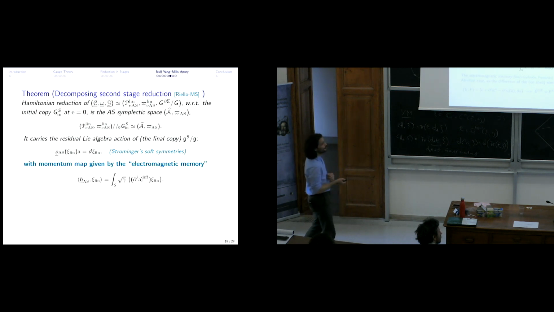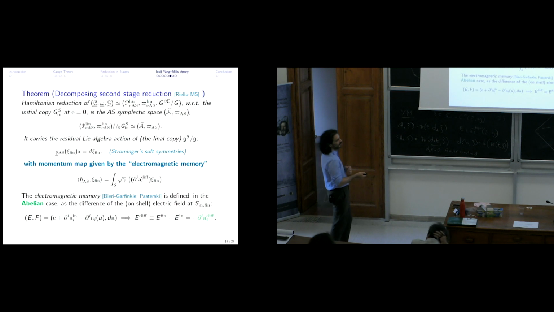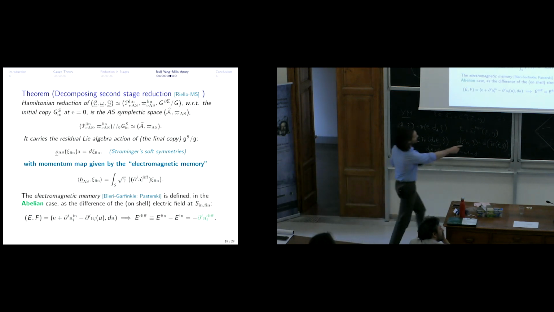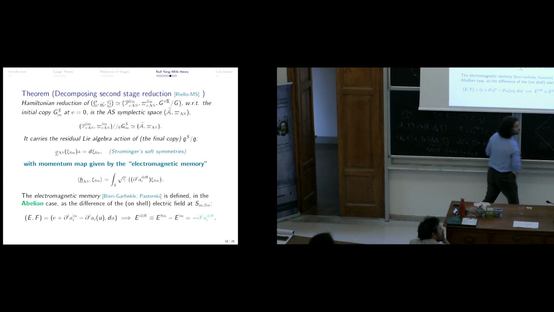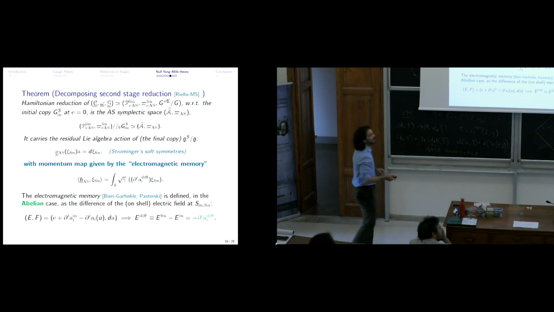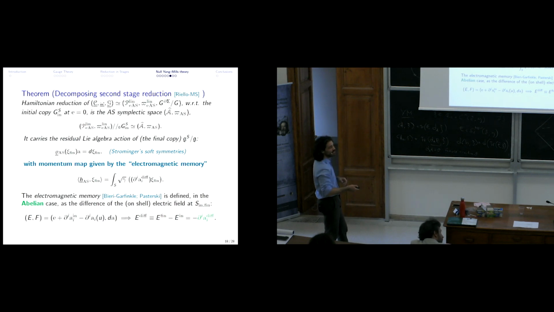And the momentum map of this Hamiltonian action is the electromagnetic memory. The electromagnetic memory, which was introduced by Bieri and Garfinkle, is in this abelian case just the difference of the electric field at the two corners, here and here. And by writing it explicitly, using this parameterization, you get that the memory, which is really the difference of the electric field, is precisely the momentum map.